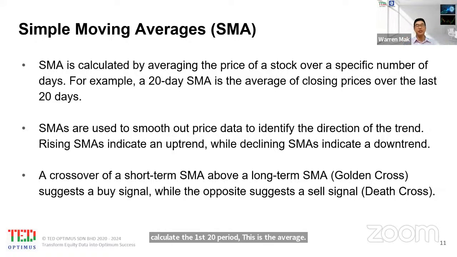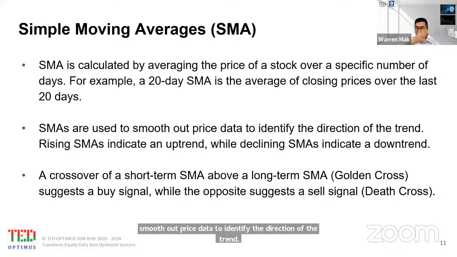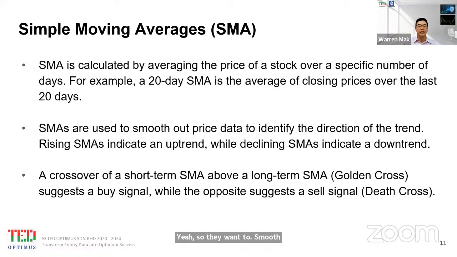When you go to the next day, day 21, you will calculate the 20-day moving average from today all the way to the last 20 days. That means we will drop the data for day one because we just need day two all the way to day 21 to calculate the simple moving average. That's why it's called moving. So this is to smooth out price data to identify the direction of the trend, to smooth out the interim noise or volatility.